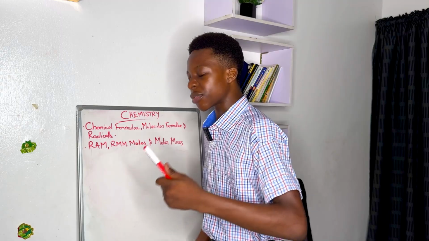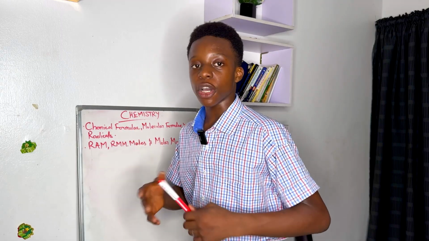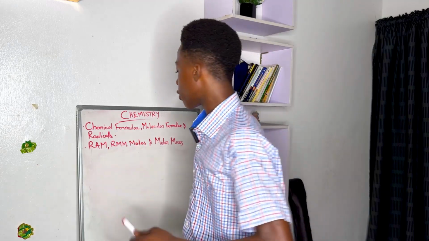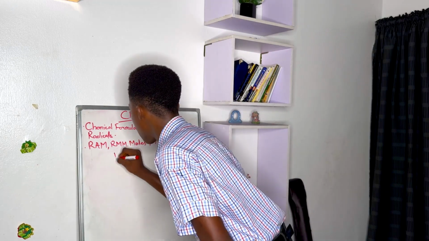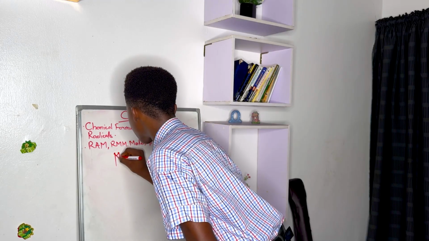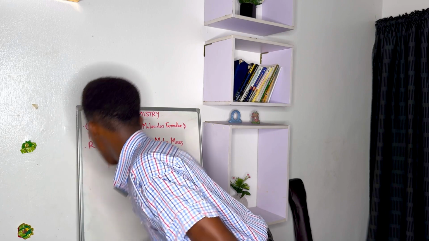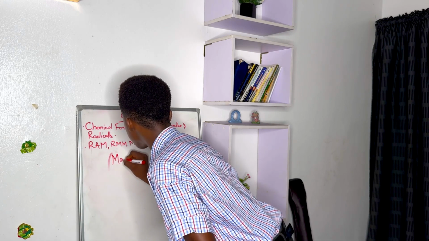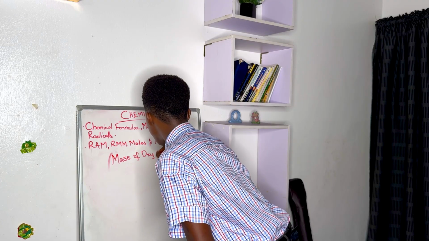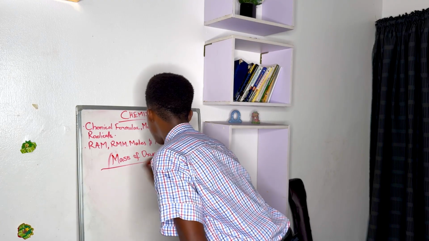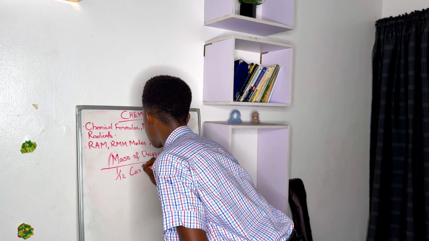So when we're talking about the mass of another element, we're talking about that mass divided by the mass of 1/12 of carbon-12. So if you want to talk about the mass of oxygen, let me write this bigger. When we're talking about the mass of oxygen, to find the mass of oxygen, you have to divide that by 1/12 of carbon-12.